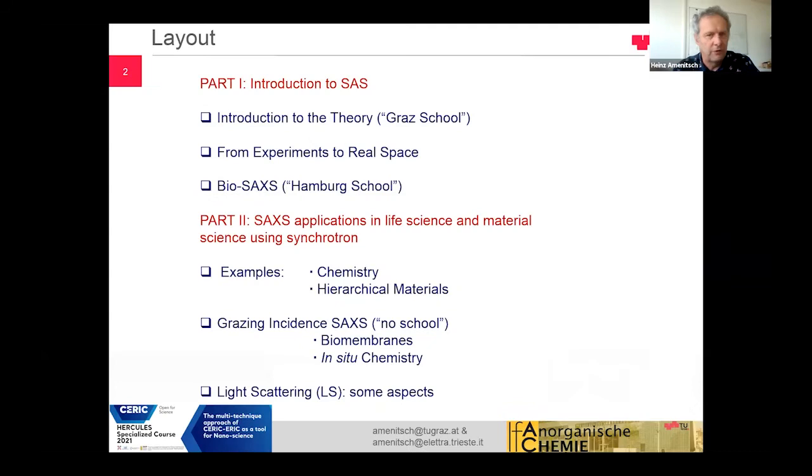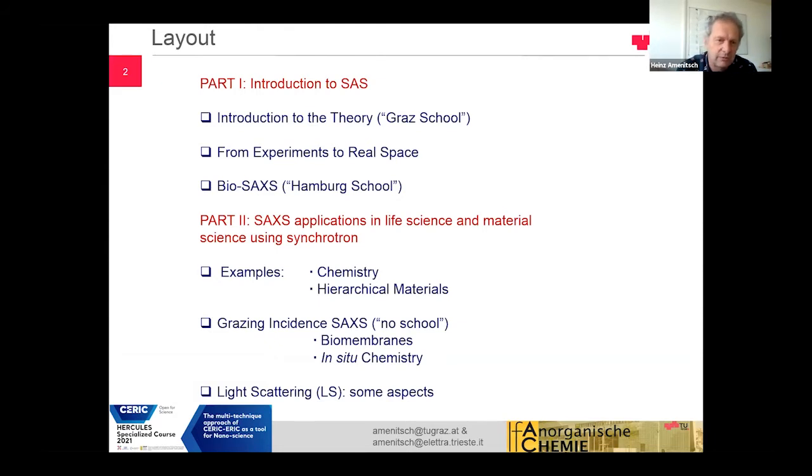Before I start, I want to give you a short layout. We'll cover everything in two parts. Part number one is an introduction to small angle scattering, giving you an introduction to the theory. More or less something I would personally call the grad school. Then a very important aspect of the grad school is from experiments to real space, so that you get to understand the real space information you get from small angle X-ray scattering.